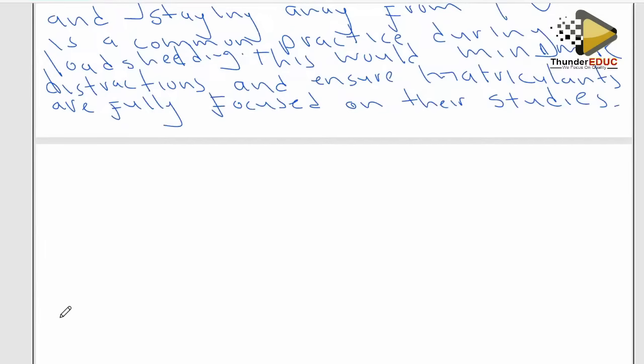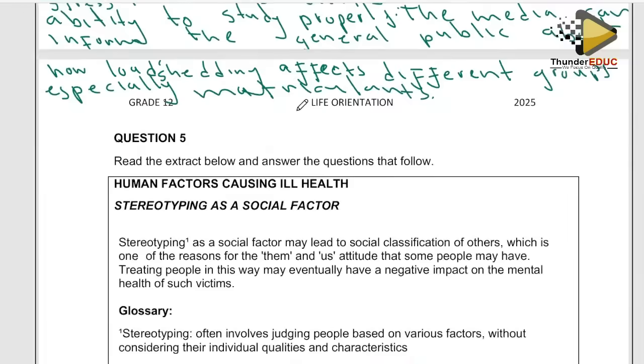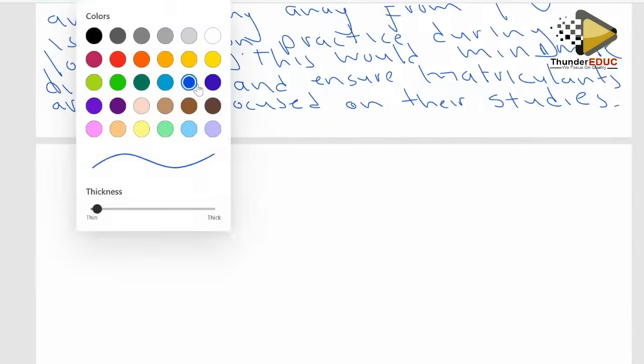So those are some of the points which you can include. Now let's move on to the next bullet. The next bullet: critically discuss how ongoing electricity disruptions can increase the stress levels of matric learners and affect their academic performance and mental well-being. So for this one, we are going back again to the whiteboard. Then we are going to write it on the whiteboard again.